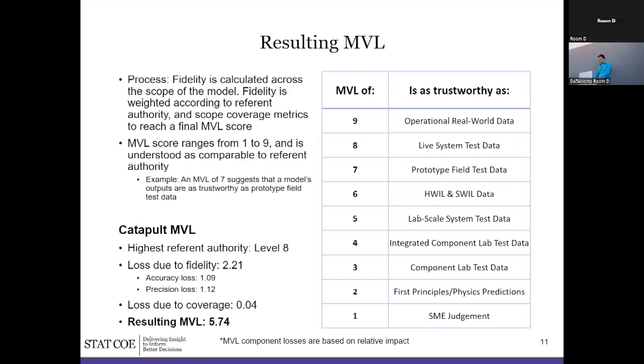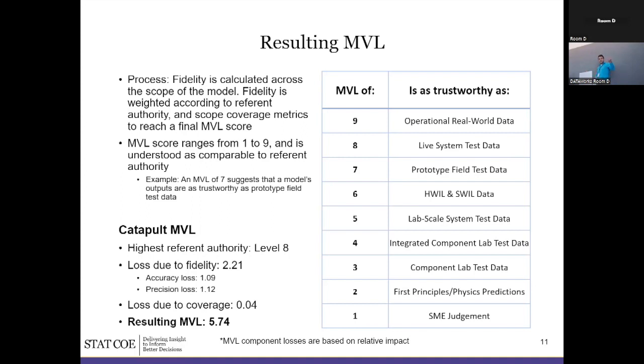Okay, so we've looked at all the individual components of validity, validation. How do we combine this into an overall picture? So our resulting MVL is, again, calculated fidelity across the entire space. We look at overall coverage throughout our space, and we combine them. As we aggregate them, we then convert it back into a 1 to 9 scale instead of 0 to 1 scale, to get it on similar footing as what we started with, as we were looking at authority of data.